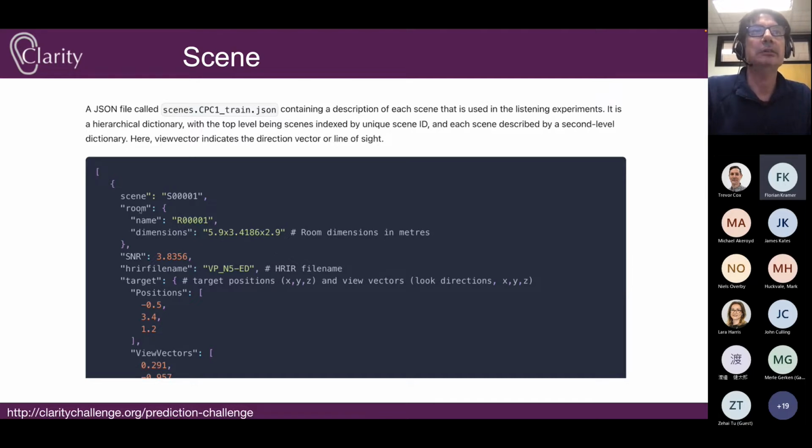There's a room description containing dimensions of the room. There's crucial information like the SNR. So this is the SNR of the signal received by the listener. Information linking to the actual head-related impulse responses that are used for this particular scene. Information about the target and the position of the target in the room, position of the interferer in the room, and it goes on and on. So you'll see a complete description of how the room was constructed, if you so wish.